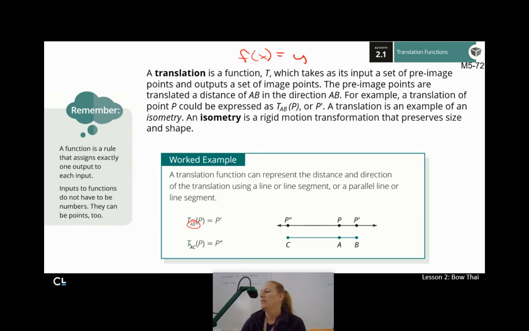Here I have the translation, only now it's not A to B. Now I'm translating from A to C, point P. So here's point P. A to C means I'm going to translate it over, parallel, right there. And we're going to call this one P double prime, just because it's the second one I did. Takes a bit to wrap your head around.